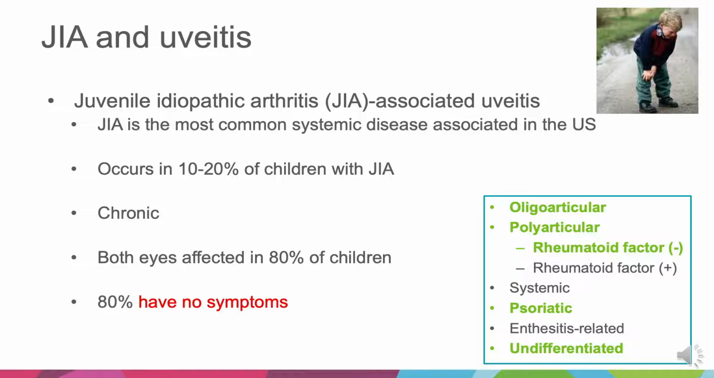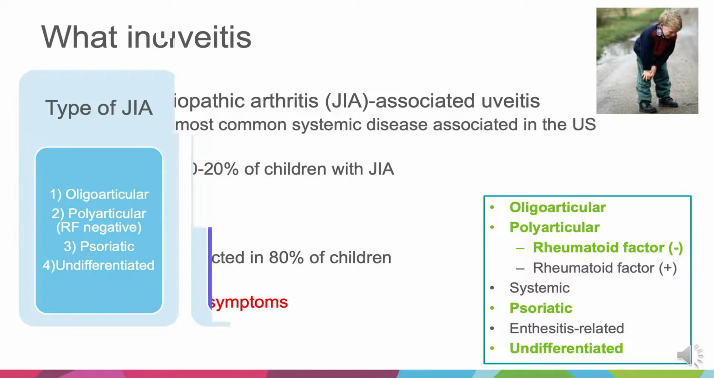It's also important to know that the type of JIA that a child has can influence their risk for uveitis. So for example, in the box on the lower right, the JIA categories that are highlighted in green tend to have an increased risk for uveitis development.